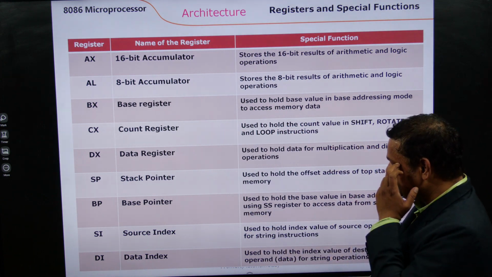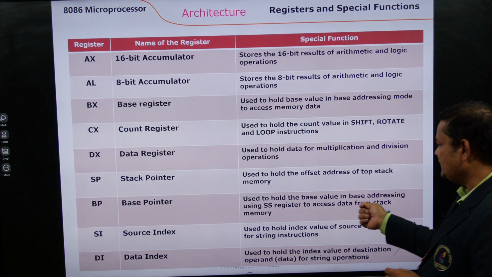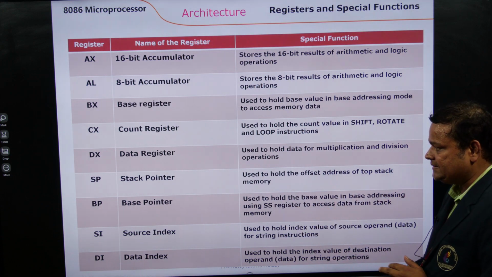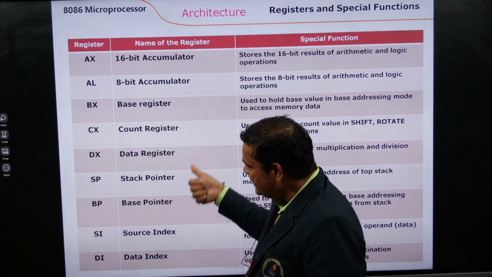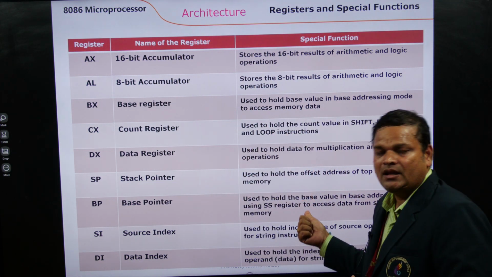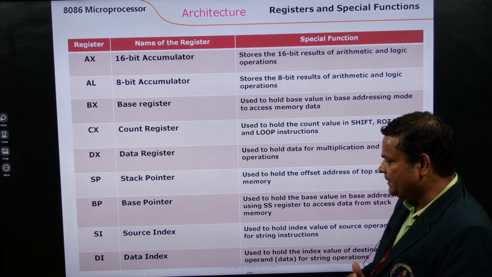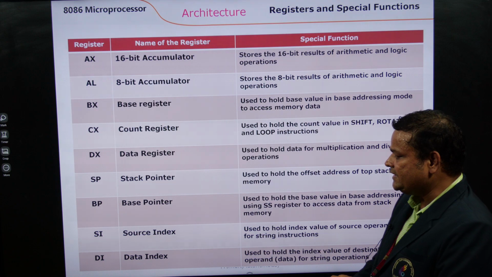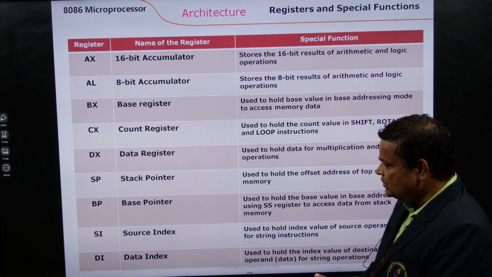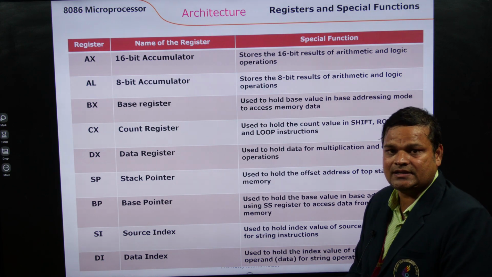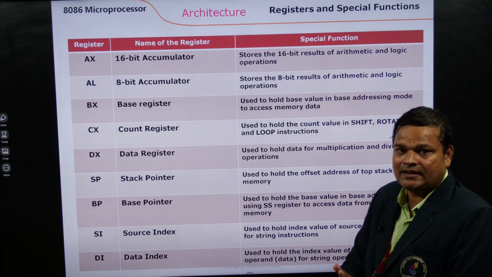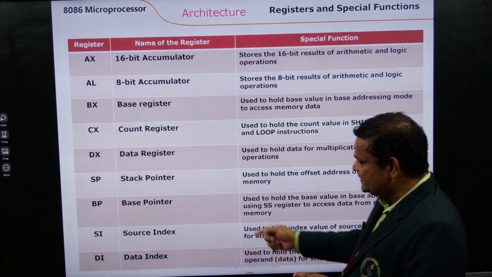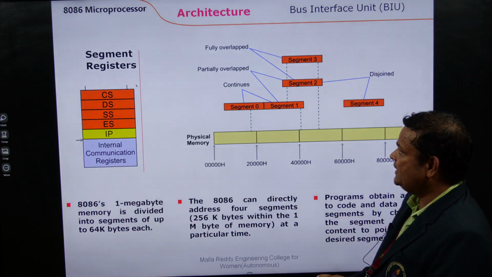The base pointer is going to hold the base value in the base addressing register mode. Apart from the stack pointer, the base pointer also gets combined with the stack segment to generate the 20-bit address. Next we have another two important registers: the source index and the destination index. These two registers are used to access or store data in array form. Apart from general purpose work, these are the additional work of these registers.